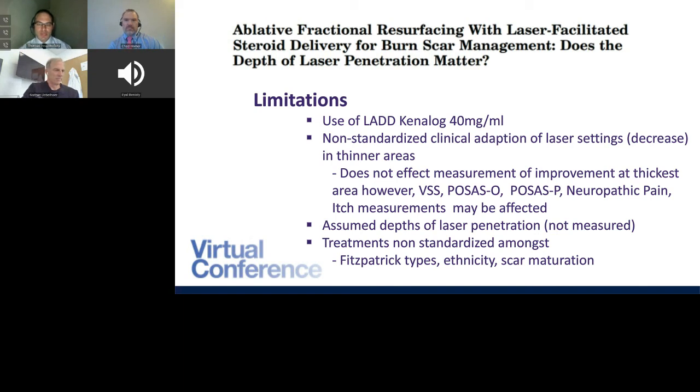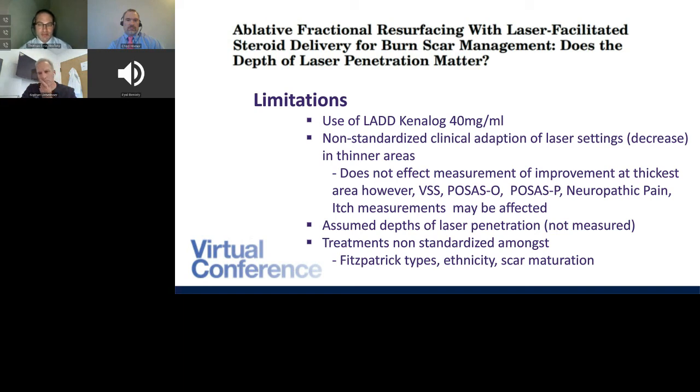So the assumed depths of laser penetration, as I mentioned, these were not measured. These were just based off of energy and published data. And they didn't standardize the treatments for Fitzpatrick skin type, ethnicity, or scar maturation. So these are all very important points to consider, but studies like this are very difficult to perform prospectively. So that just leads me to the last point here as a limitation, that this was a retrospective design.